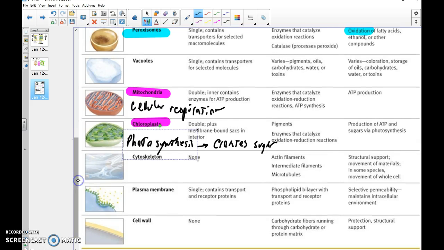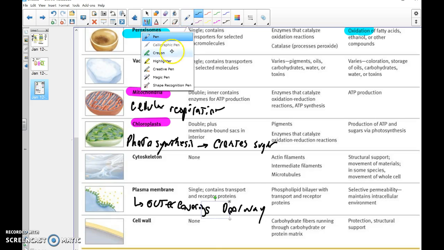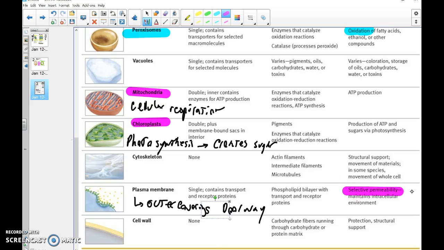The cytoskeleton does a bunch of things. It's structural support, but it also creates a molecular highway so things can get through the cell pretty quick. And then you have the plasma membrane and the cell wall. These are outer coverings. The plasma membrane you can refer to as sort of a doorway. It controls what gets in and out of the cell. And in fact, we use this term here, selectively permeable. It chooses what can pass through it.